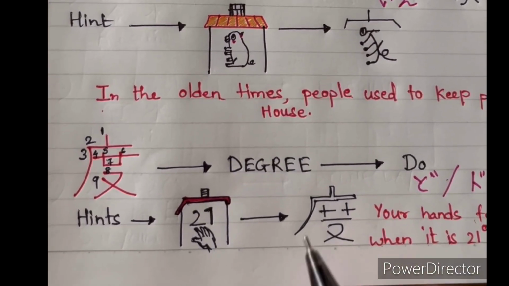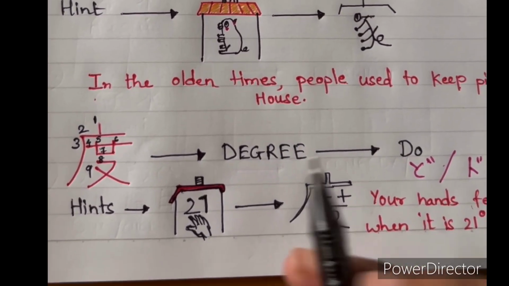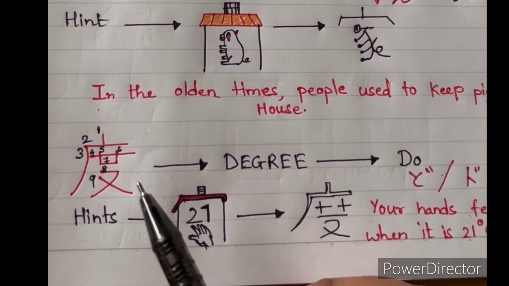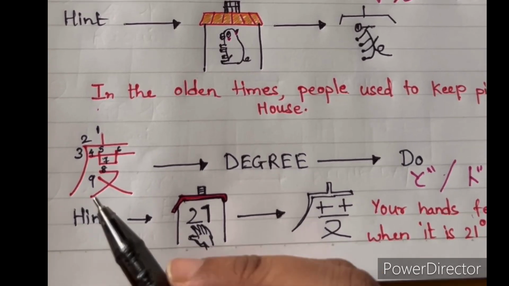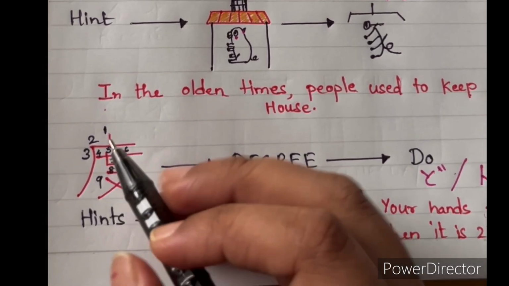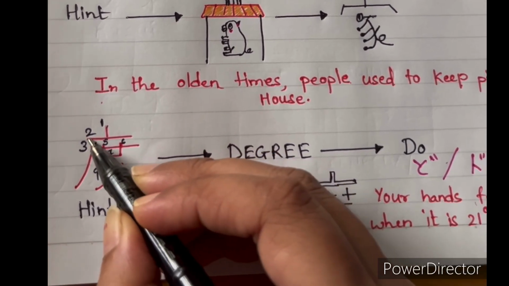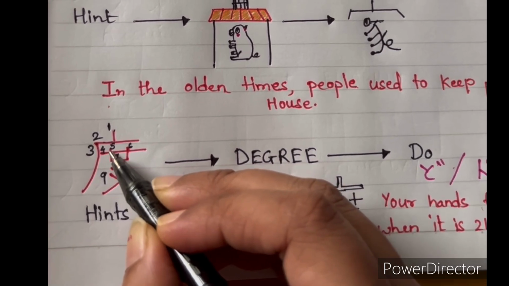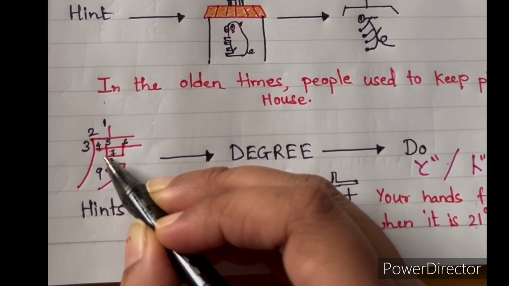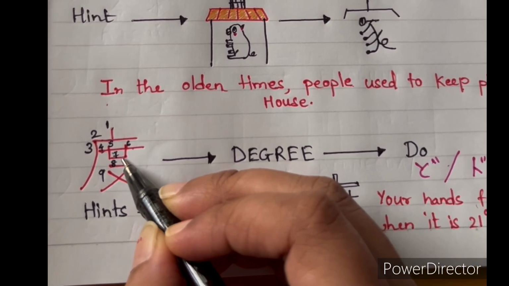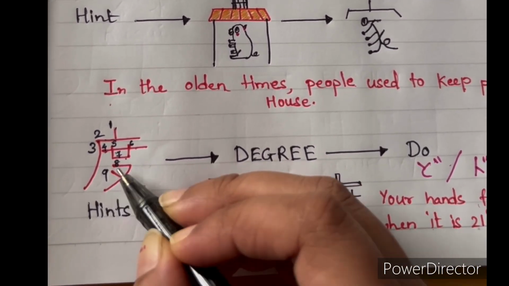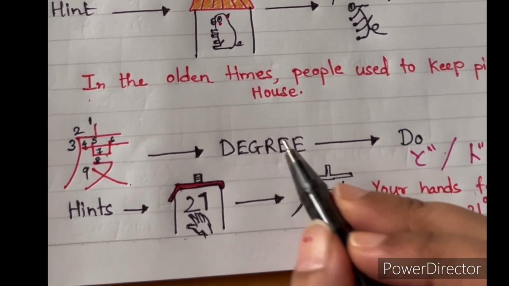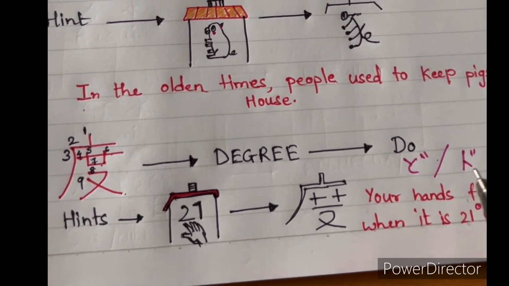The last kanji of today is the kanji for degree. How will you write it in kanji form? Let's start with our stroke practice. The first stroke is 1. This is the second stroke 2. This is the third stroke 3. Then comes the fourth stroke, 4, 5, 6, 7th stroke, and this is the 8th one, and this is the last and 9th one. Degree is also known as do in Japanese.